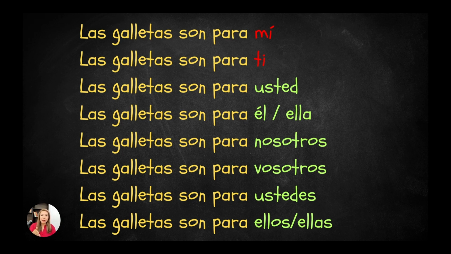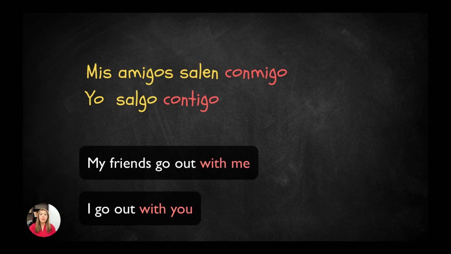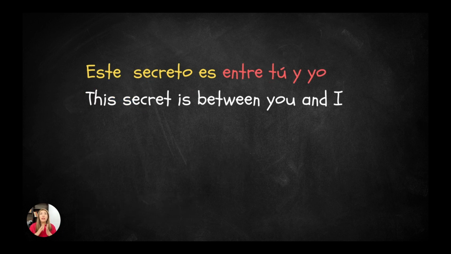All right, so there you have all of the prepositional pronouns. All of the pronouns that you can use after prepositions are mí, ti, usted, él, ella, nosotros, vosotros, ustedes, ellos, ellas. Exception. If you have to use the pronoun mí or ti with the preposition con, then it's not going to be con mí, it's not going to be con ti, it becomes conmigo, or contigo.